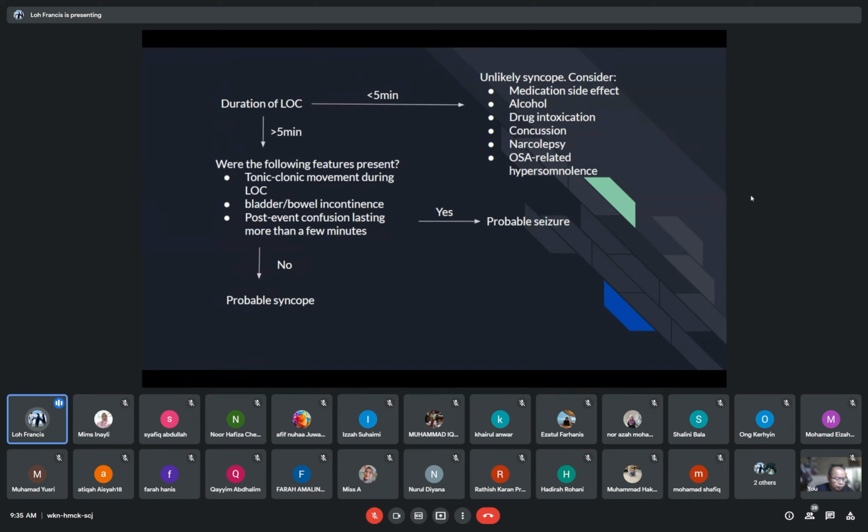If the loss of consciousness is more than 5 minutes, you need to consider other causes of loss of consciousness, such as alcohol, drug intoxication, cerebral concussion, narcolepsy, or OSA-related hypersomnolence. If it's less than 5 minutes, check whether any of the following are present: seizing movements, or bladder or bowel incontinence, which are mostly absent in a syncope attack, or post-event confusion lasting more than a few minutes. If those happen, it is probably a seizure. If those are absent, it's most likely a syncope attack.